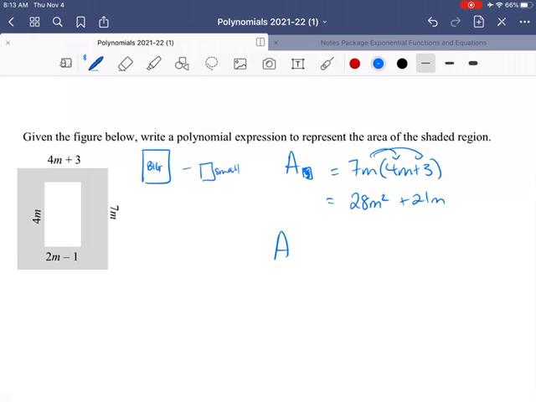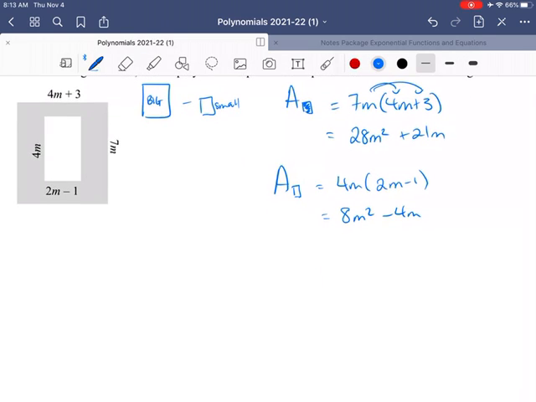And then the area of the unshaded square, the smaller one, is going to be 4m multiplied by 2m minus 1. So we get 8m squared and negative 4m. So let's figure out the area of the shaded part. Okay, so we're doing the big area minus the small area. So we've got 28m squared plus 21m, and we're subtracting 8m squared and negative 4m.